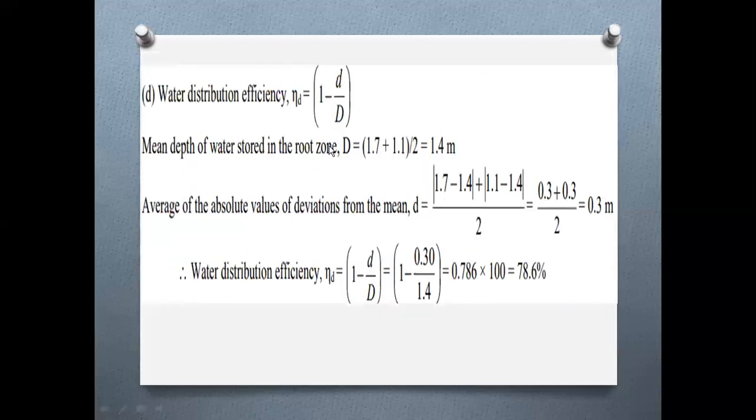And last one is the water distribution efficiency, that is eta d, and its formula is 1 minus d upon D. Now the mean depth of the water stored in the root zone is equal to 1.4 meter, and the average of absolute values of the deviations from the mean, that is d, is equal to 0.3 meter. Hence water distribution efficiency is equal to 78.6%.